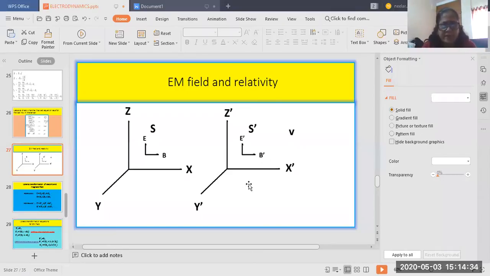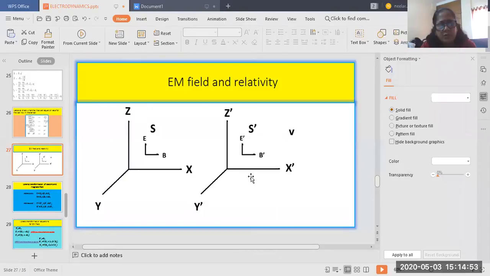The relativity with the transformation matrix. Okay. So electromagnetic field and relativity. So that is the heading of today's topic. So almost we are coming to the end of electrodynamics. So today is the last class for electrodynamics.